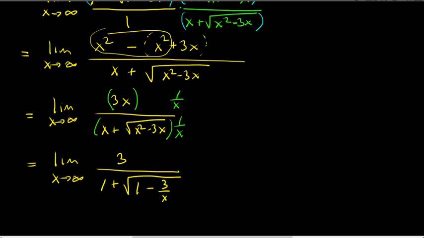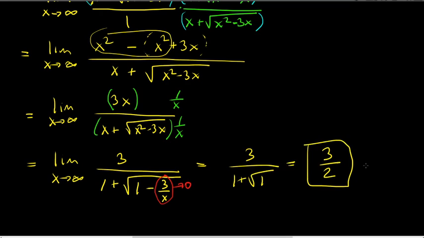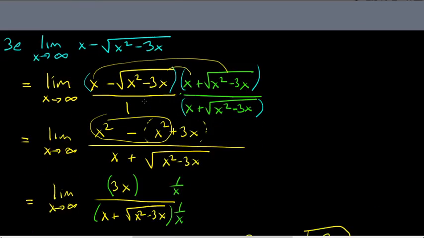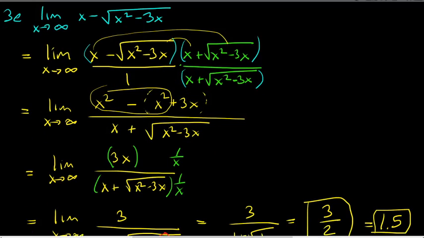So finally, you take the limit as x goes to infinity, this goes to 0, which means you're just going to get 3 in the numerator and 1 plus the square root of 1 in the denominator. Well, that's just 3 over 2. Or, if you prefer, 1.5. I was not picky about that, but 3 over 2. So that was 3e.